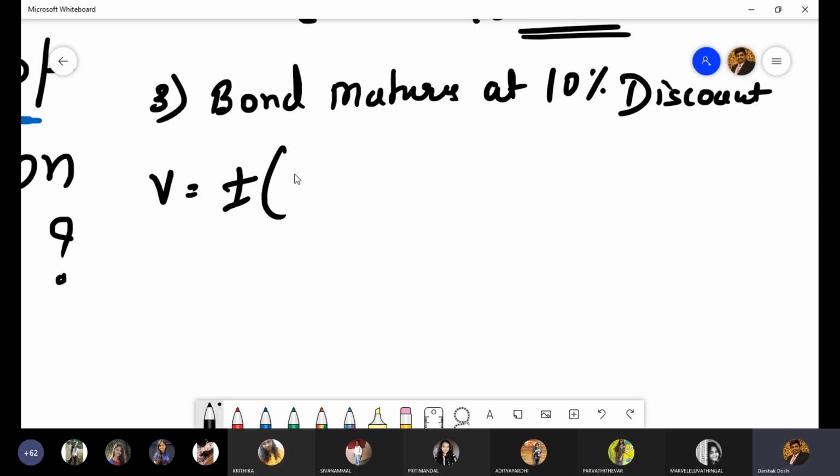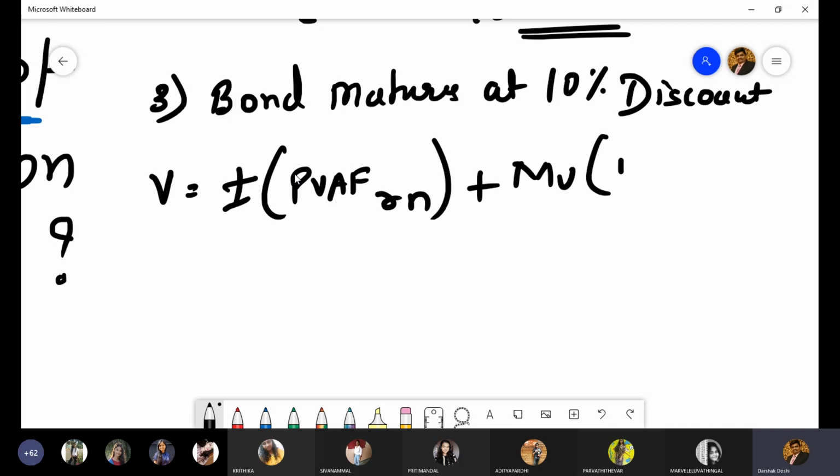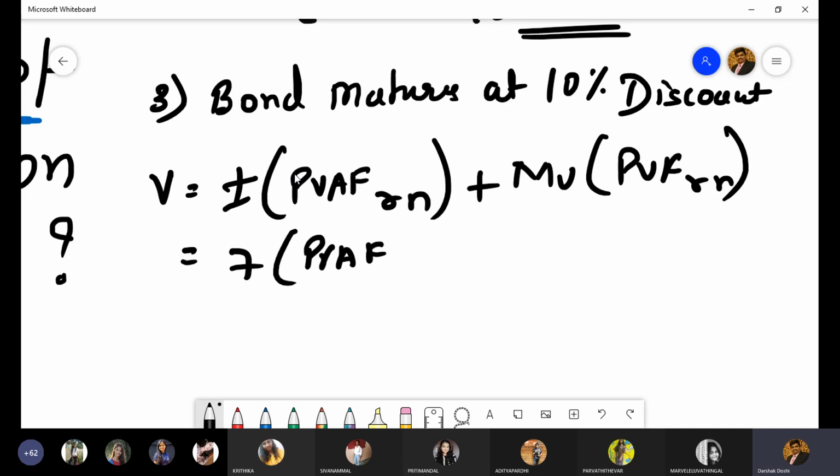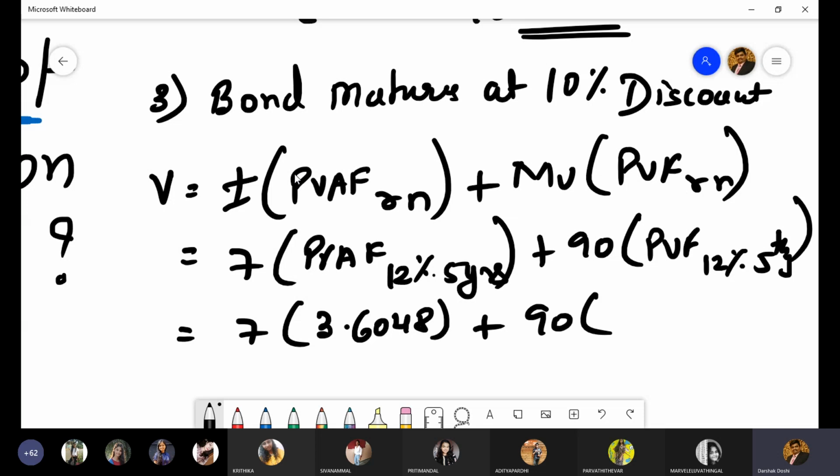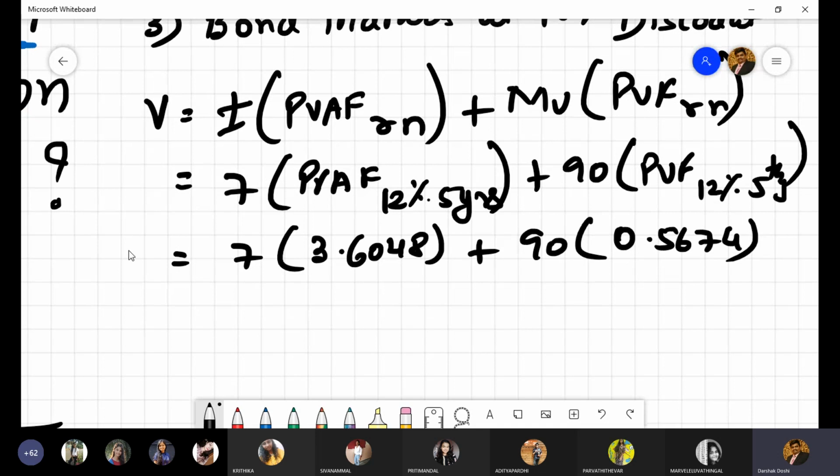Value is equal to interest, present value annuity factor R comma N plus maturity value, present value factor R comma N. 7 into present value annuity factor at 12% for 5 years plus 90 into present value factor at 12% for 5th year. So 7 into 3.6048 plus 90 into 0.5674. Correct me if I'm wrong.